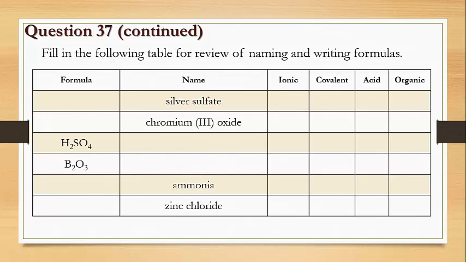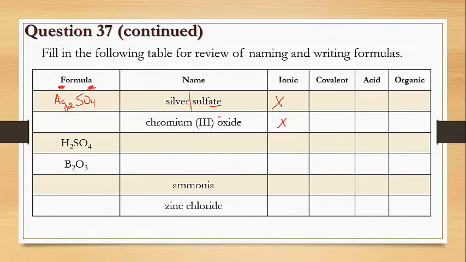Continuing on, we got silver sulfate, metal, nonmetals, ionic. Write the symbols first. Silver Ag, sulfate, ends in ate. That's a polyatomic. This is SO4 with a -2, and silver is a +1. So bring down the 2, and the 1 is not necessary to write, so we're going to just leave it as is.